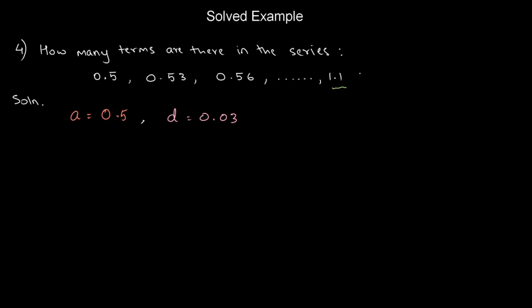Since this is the last term and we want to find what position this is, let's consider that to be the nth term. I can say the nth term Tn is equal to 1.1, and what I want to do here is now find the value of n. To do that, I will use the formula of the general term: Tn is equal to a plus n minus 1 into d.